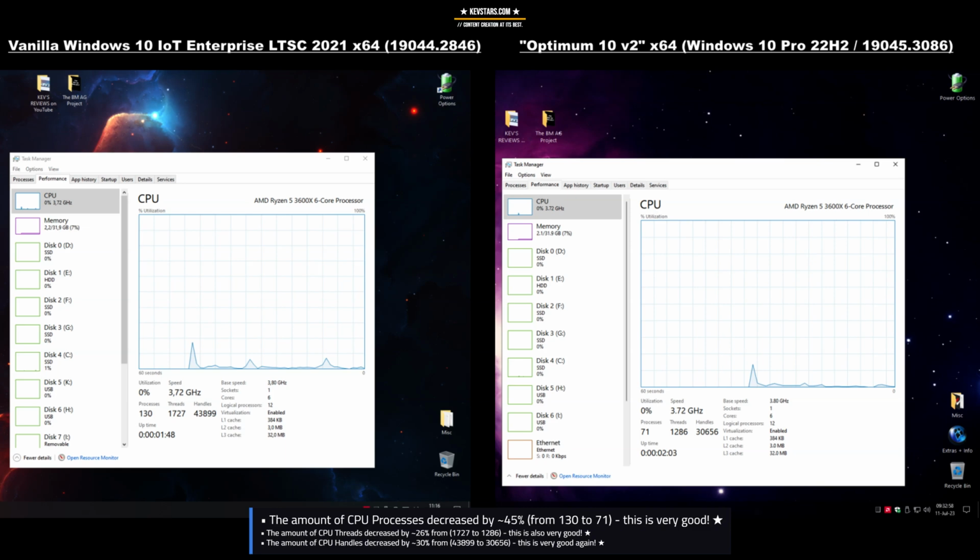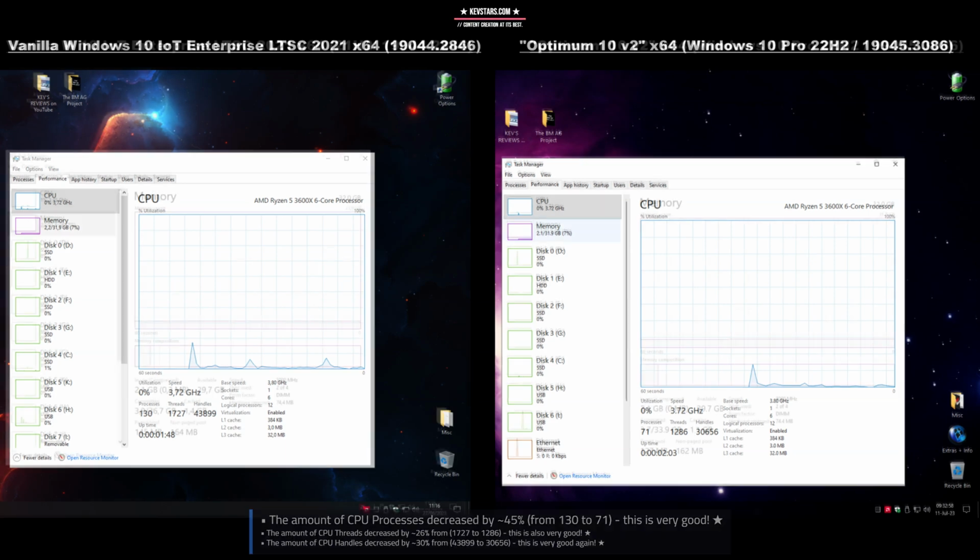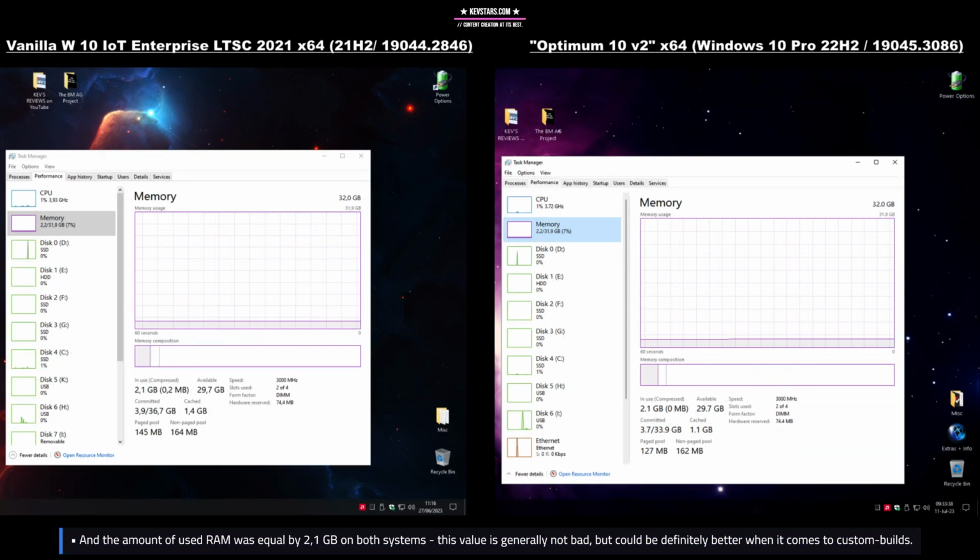The amount of CPU handles decreased by around about 30%. This is very good again. And the amount of used RAM was equal by 2.1GB on both systems. This value is generally not bad, but could be definitely better when it comes to custom builds.